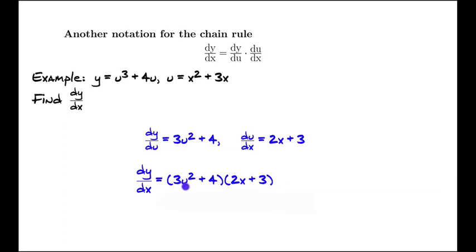Now, this is not totally in terms of x. Notice that there's still a u in the expression. So if we wanted to write this totally in terms of x, we would have to substitute in this value of u in order to get this final expression in terms of x. And that's easy enough to do. In for u, we put in x squared plus 3x. And so we have 3 times (x squared plus 3x) squared plus 4. That's this first term. And then we continue on with the last term, 2x plus 3.